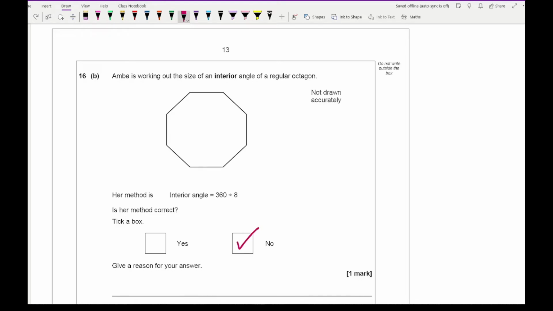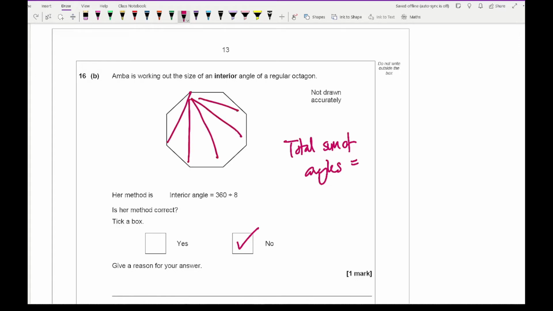The reason for that is the total sum of angles is going to equal, if I pick a point, let's just pick this one here, and draw lines to all the other points, you can see that I'm going to end up with 6 triangles. So it's going to be 6 times 180, which is 1080. Then I divide that by the number of angles, which is 8.